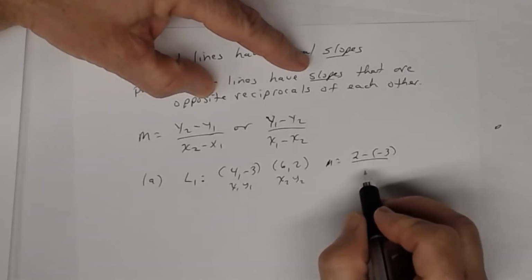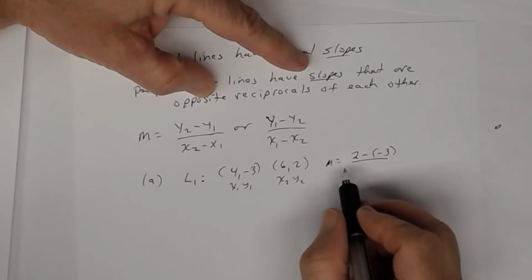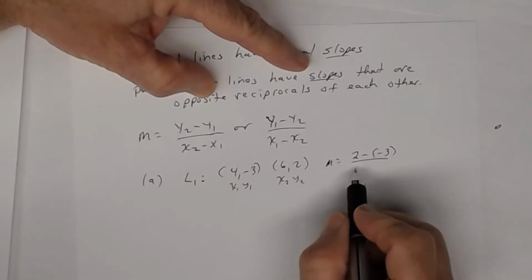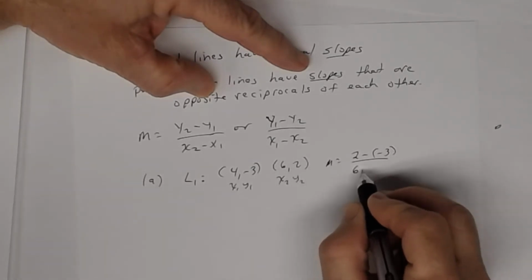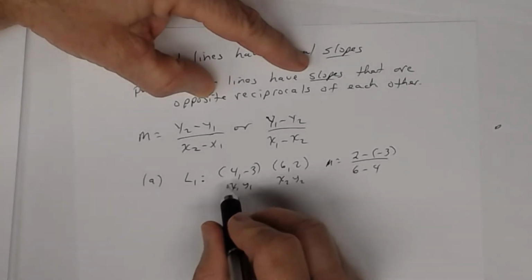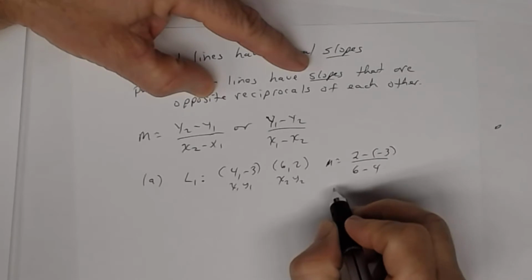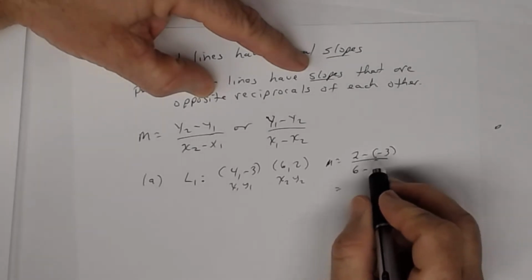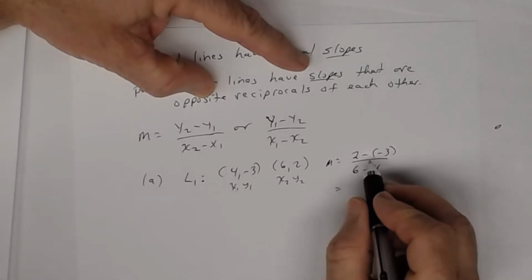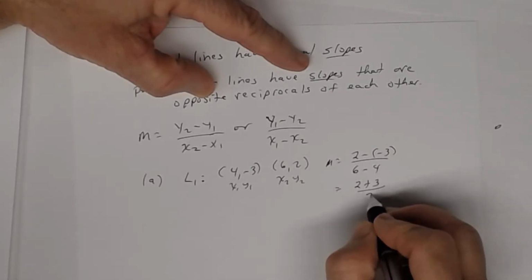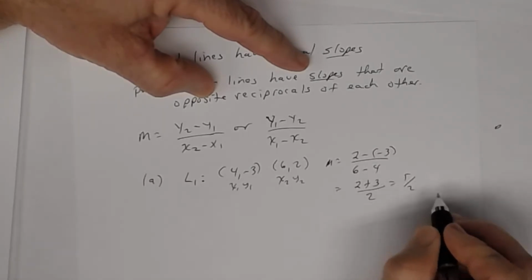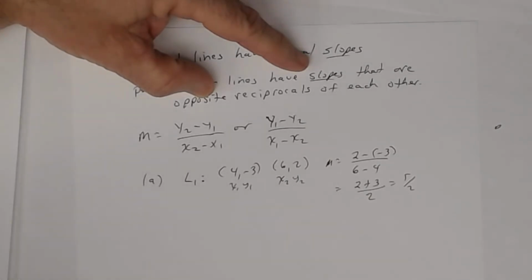The denominator is the change in x, so you subtract the x coordinates. Remember, the order matters. Since I started with y2, I have to start with 6, then subtract the other x coordinate, which is 4. Let's simplify. 2 subtract a negative 3 means 2 plus the opposite of 3, so that's 2 plus 3, which is 5. And 6 subtract 4 is 2. So the slope of line 1 is 5 halves.